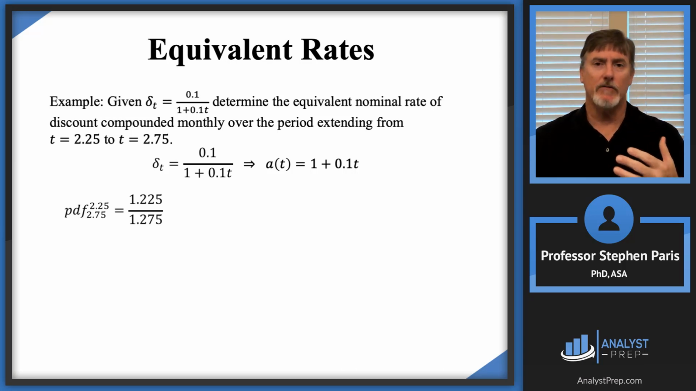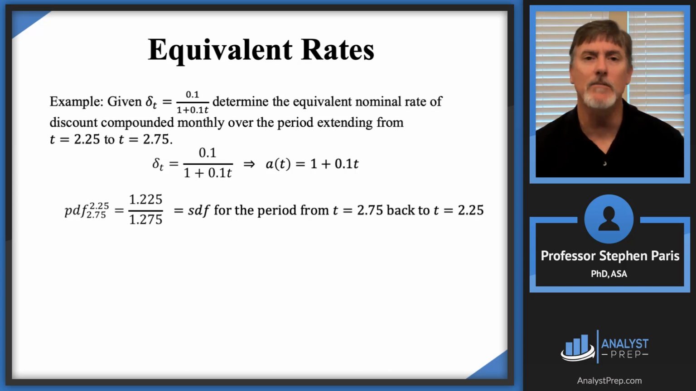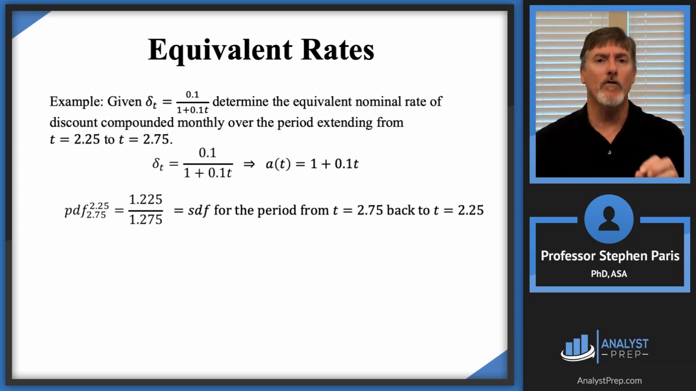Well, anytime you're given a delta t, the time is measured in years, so t is measured in years. So I'm looking at going from the time value 2.25 to 2.75, that's half a year. In other words, this periodic discount factor that I just calculated is a semi-annual discount factor for the specific semi-annual period from time 2.75 back to time 2.25. So it is a semi-annual discount factor for that specific time period.